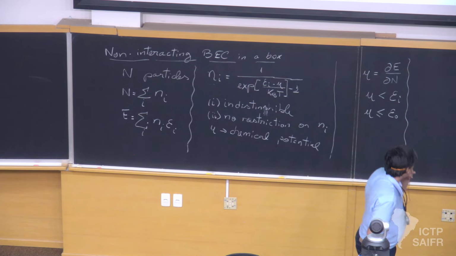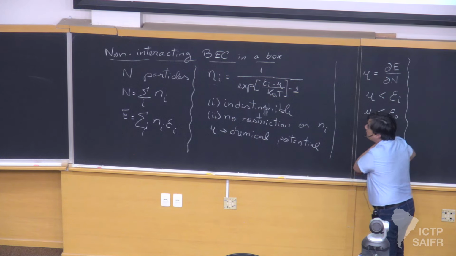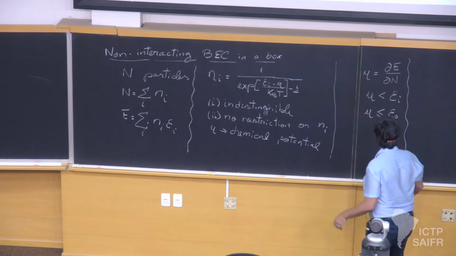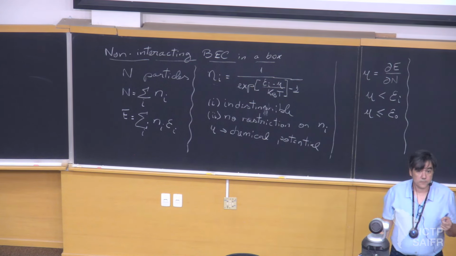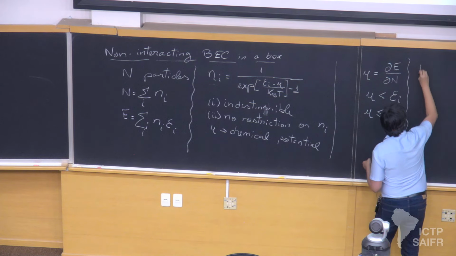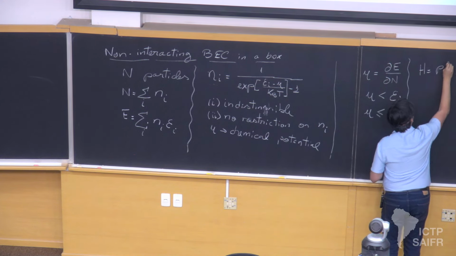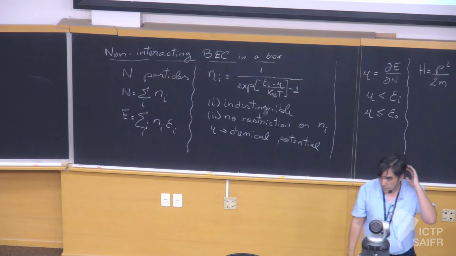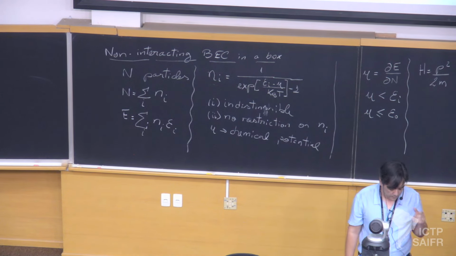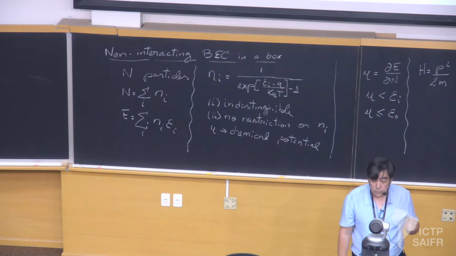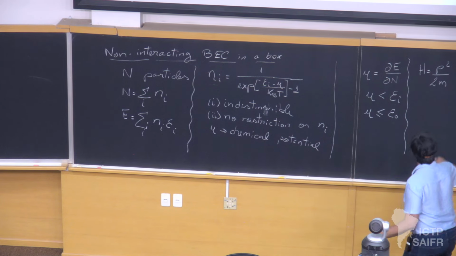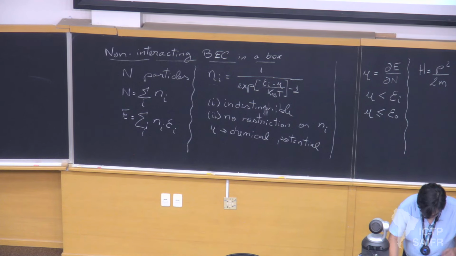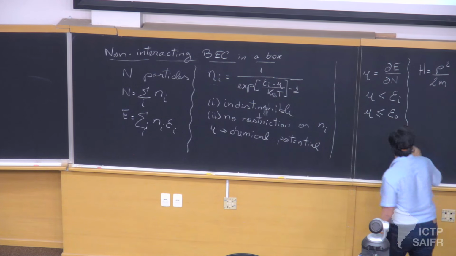Good. Since they are non-interacting, I can solve for one particle, and that's the same for N particles. What's the Hamiltonian of this problem? The Hamiltonian of this problem is this. Nothing else. That's how we write it. You know how to solve this also, no? If I solve the Schrödinger equation with this, you have plane waves. And we can write the plane waves like this.